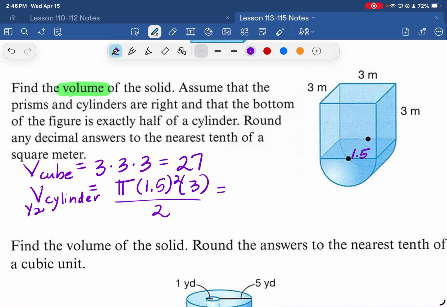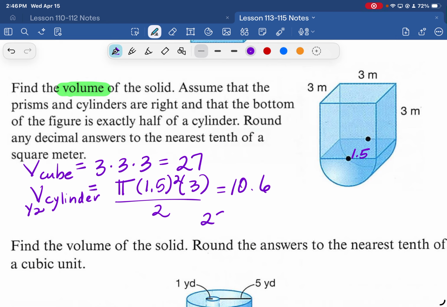I got 353.25. As the total answer or just for that piece? For the half cylinder. So you did 1.5 times 1.5 times 3 times 3.14, not 314. Oh, wait, let me try that again. I forgot to add a decimal. 1.5 squared times 3.14 times 3, divided by 2. Is it 10.59? Yeah, I got 10.6. Yeah, that's what I got.